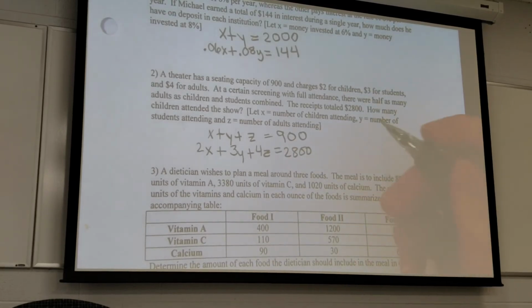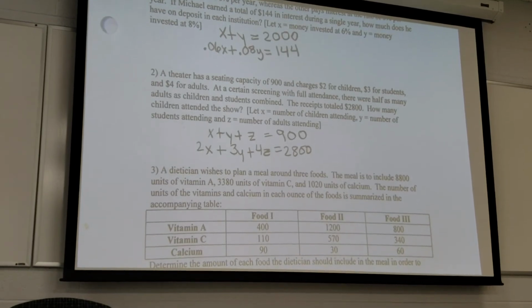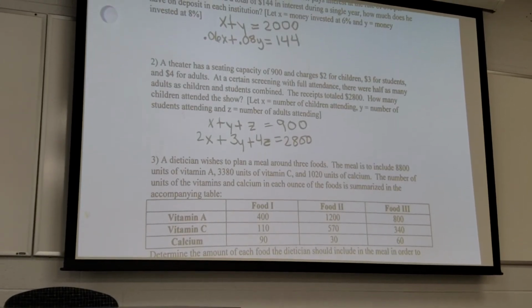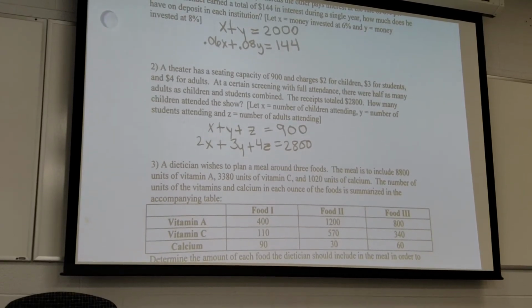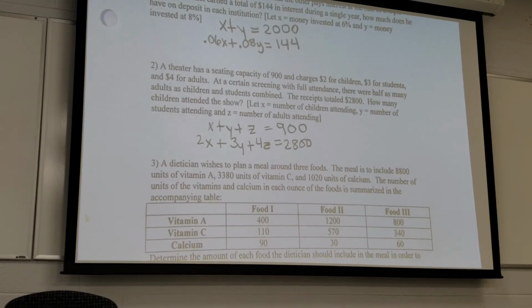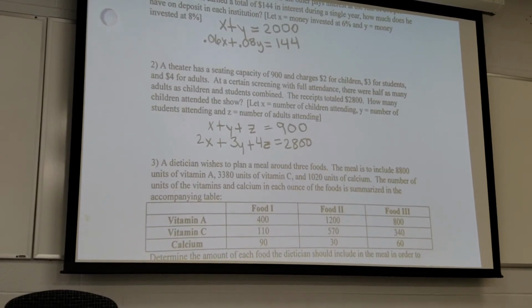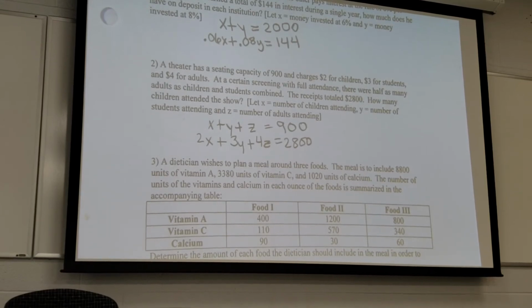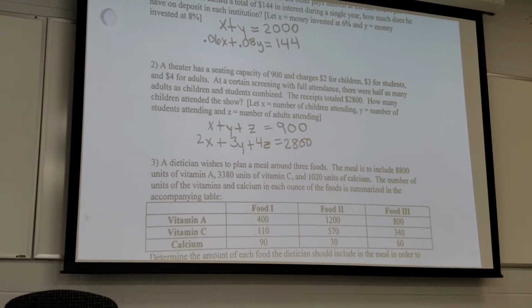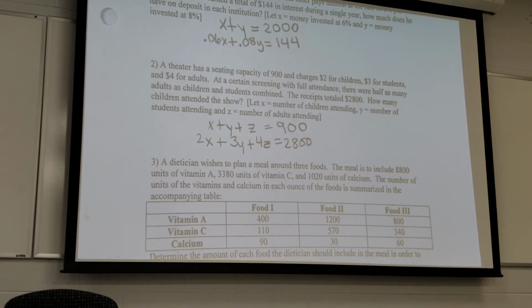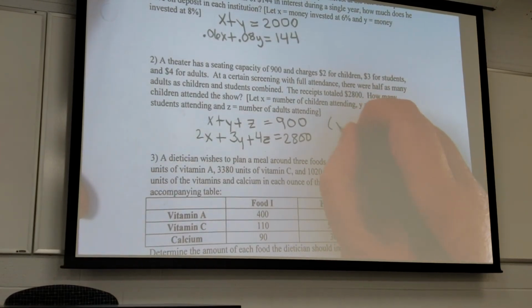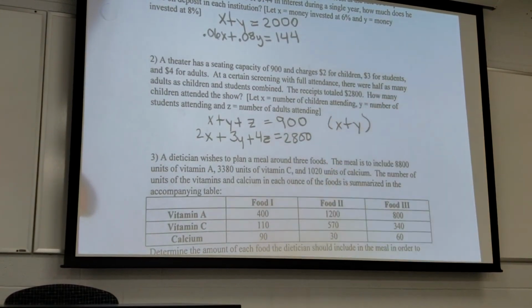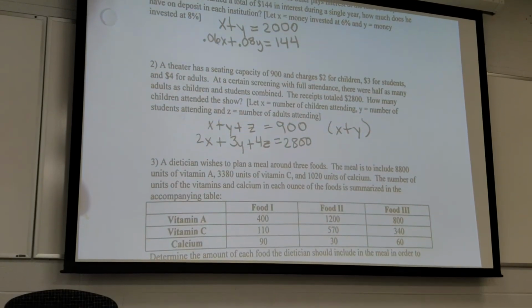Sorry. And my last, because I have to have 3 equations. If I have 3 unknowns, you have to have 3 equations. If you have 2 unknowns, you have to have 2 equations. So it says, there were half as many adults as children and students combined. Okay? That's my children and students combined.